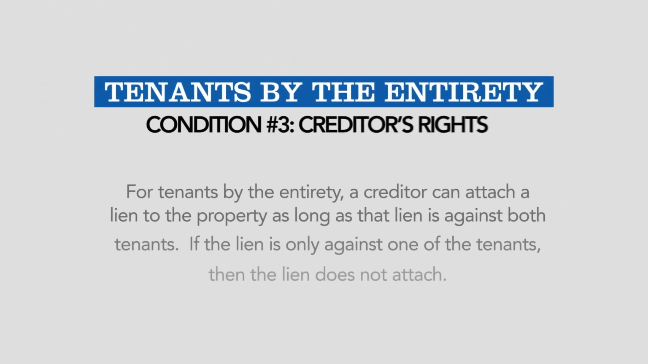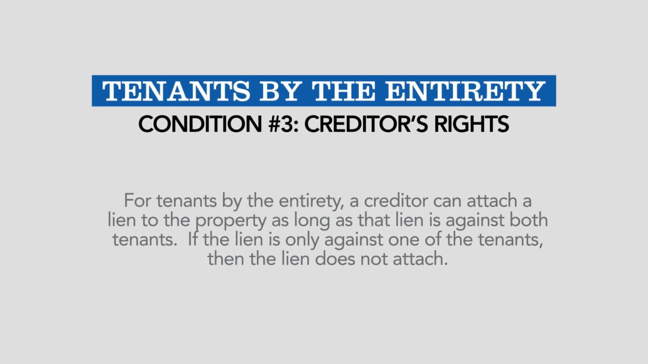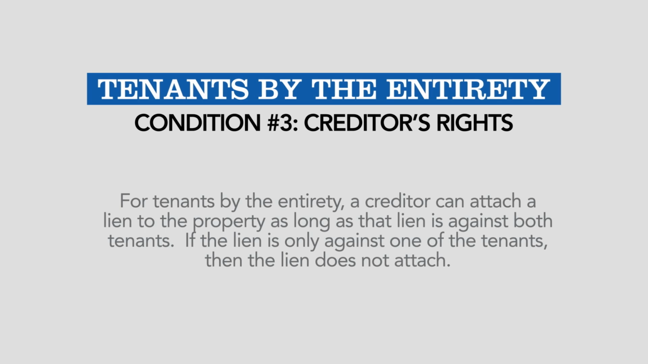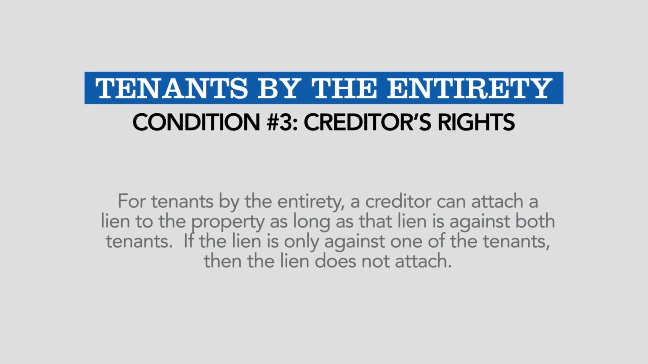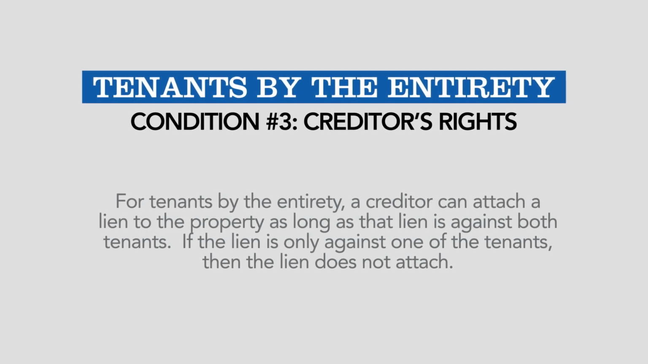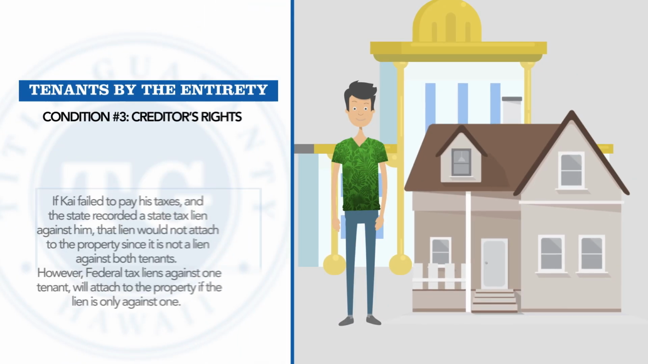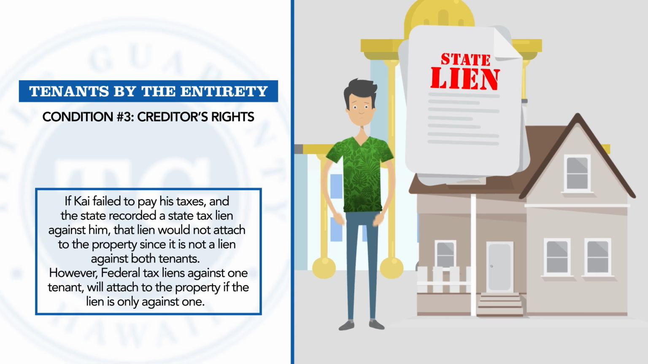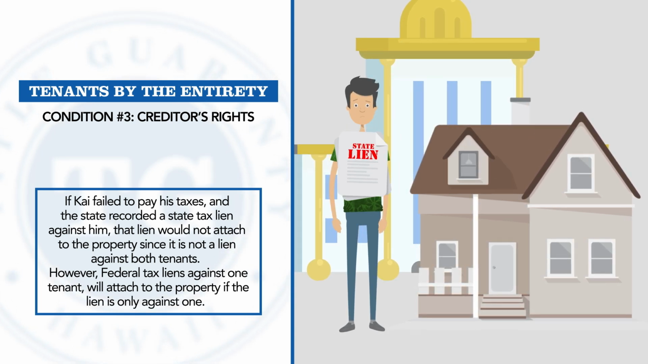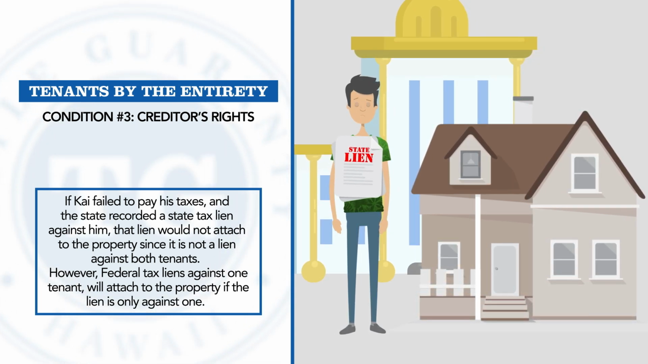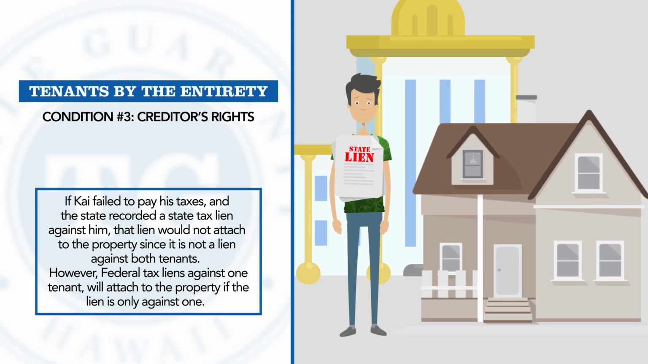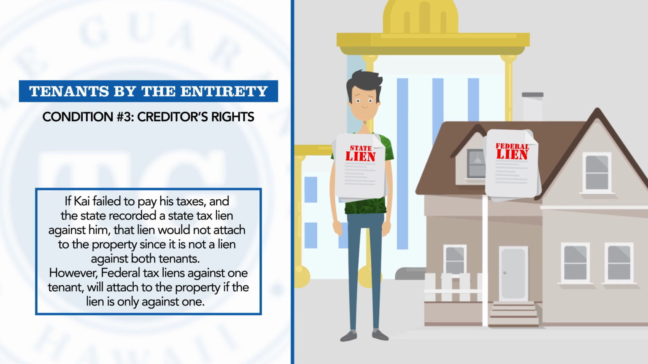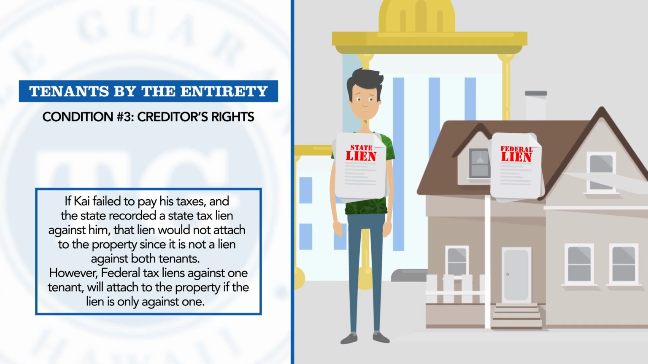For tenants by the entirety, a creditor can attach a lien to the property as long as that lien is against both tenants. If the lien is only against one of the tenants, then the lien does not attach. In our scenario, if Kai failed to pay his taxes and the state recorded a state tax lien against him, that lien would not attach to the property since it is not a lien against both tenants. However, federal tax liens against one tenant will attach to the property even if the lien is only against one.